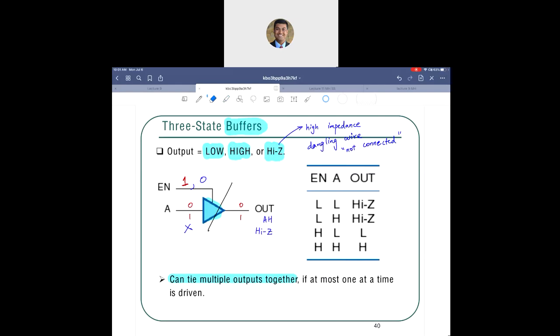I'm going to pick those out here so that now you can see this. All of this is captured into a truth table here. Enable is low. When enable is low, it doesn't matter what the input is, the output will be in the high impedance state. But when it is enabled, low goes to low, high goes to high. It's a buffer.